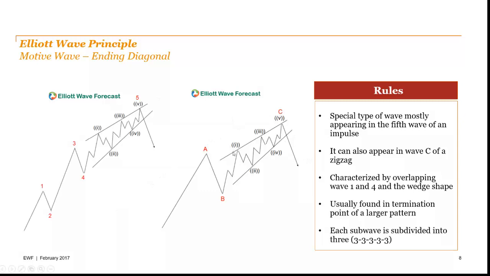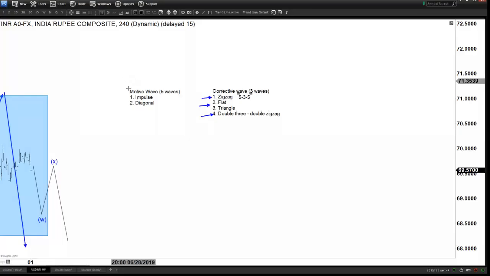All right, so we pretty much finished the motive wave now, which is basically 2 types, an impulse or a diagonal. Now we're going to go to the corrective wave. I'm going to do it pretty fast, hopefully.